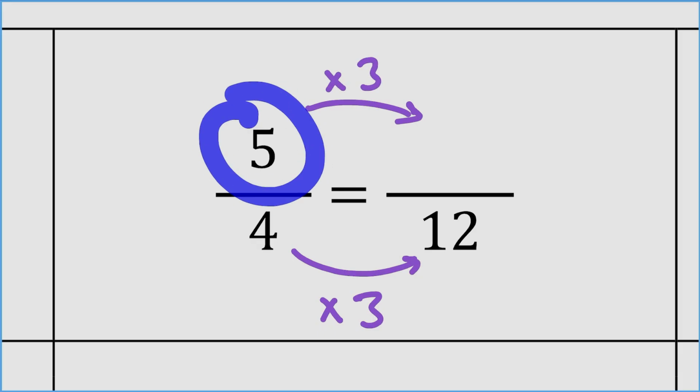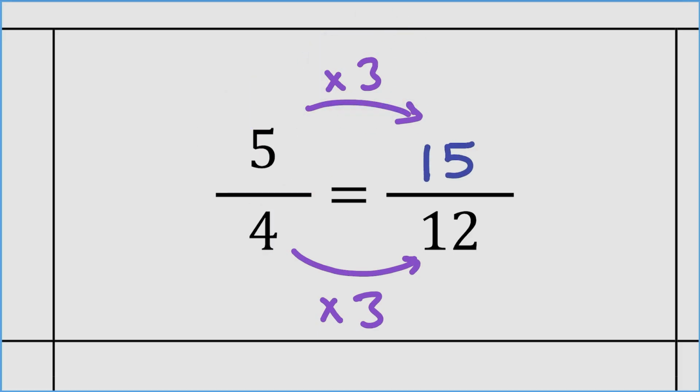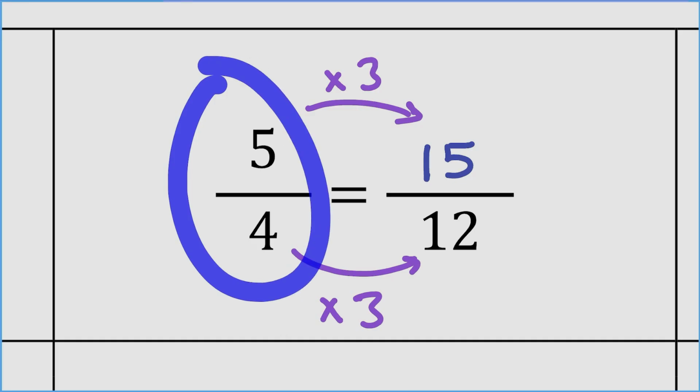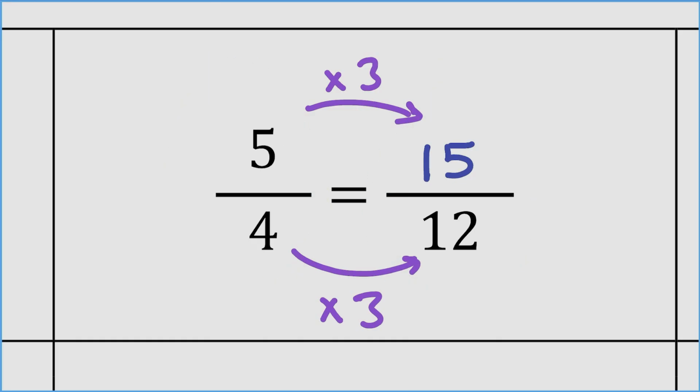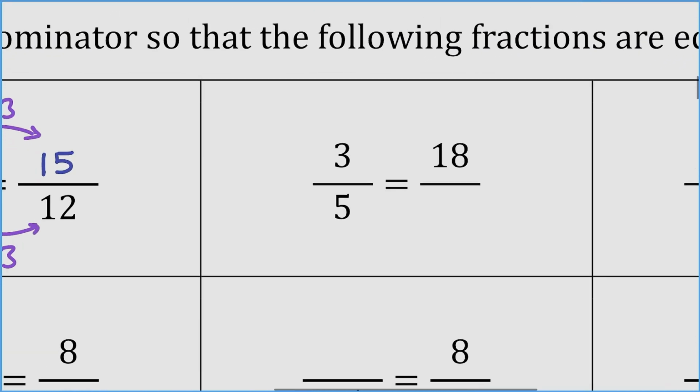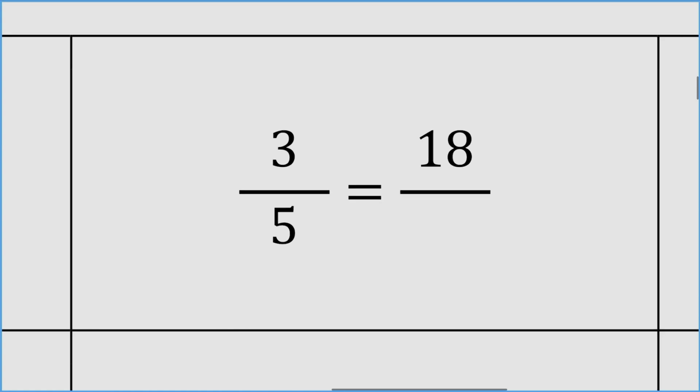And 5 times 3, what's 5 times 3? 5 times 3, that's 15. So the point here is that 5 out of 4 is the same thing as 15 out of 12. Those are the same proportion, the same fraction. Good. Here we go. Here, the numerator is given to you, but the process is still the same.